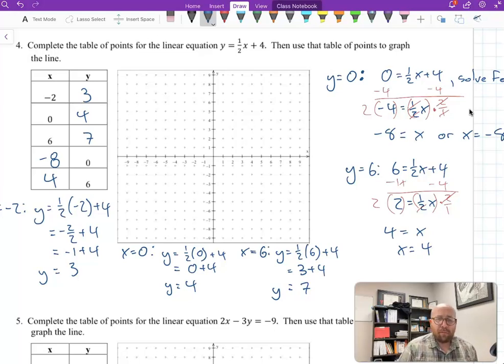So now that I've completed this table, we can go through and plot some points. Here we go. Negative 2, 3. That's negative 2 on the x-axis up to 3 on the y-axis. 0, 4. That's 0 on the x-axis up to 4 on the y-axis. 6, 7. We go all the way over to 6 on the x-axis and all the way up to 7 on our y-axis.